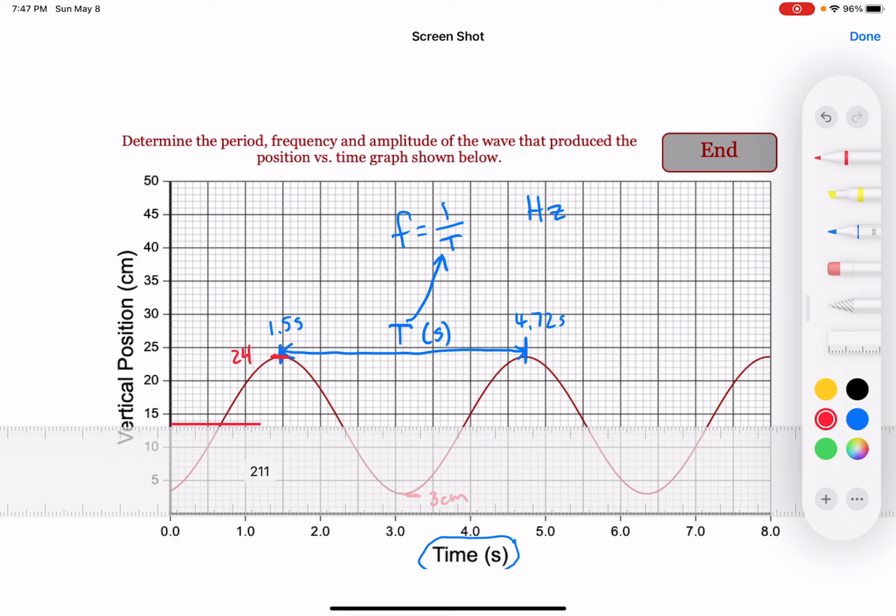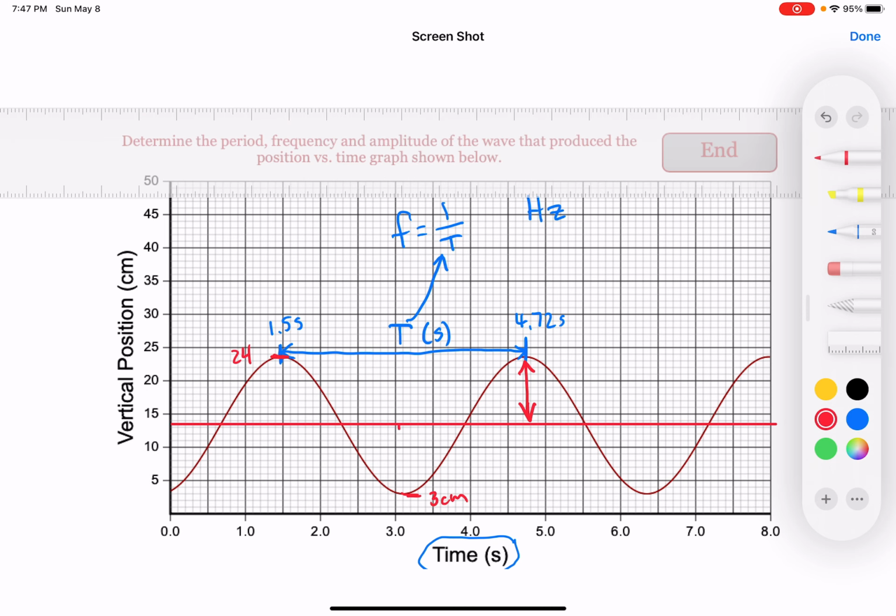So I draw in my line around 13.5. And then I want to know how high or low do I go from that middle line. So I go from 13.5 up to 24, or from 13.5 down to 3. Okay, so that would be 10.5 either way you slice it. Again, you can leave it in centimeters when you enter your answers.